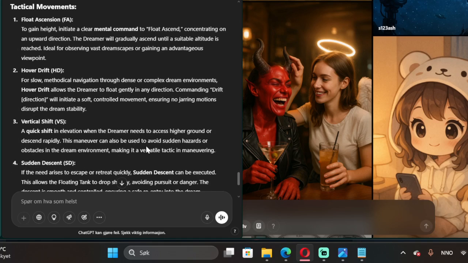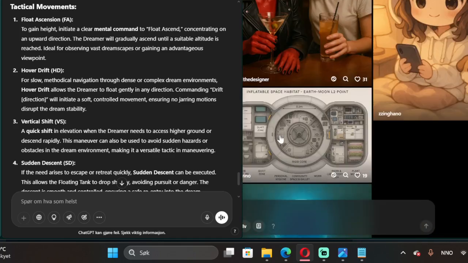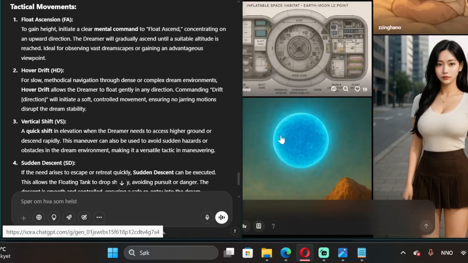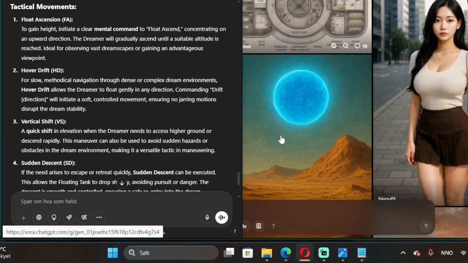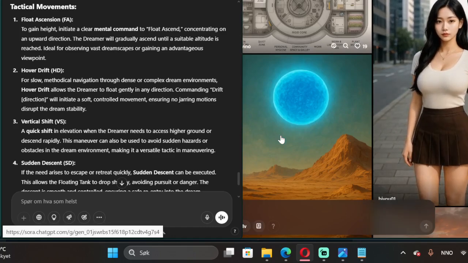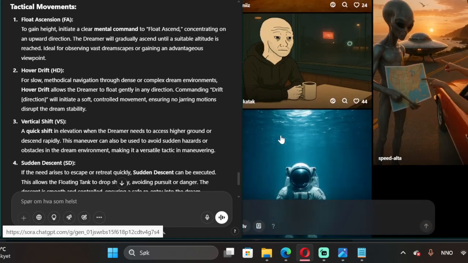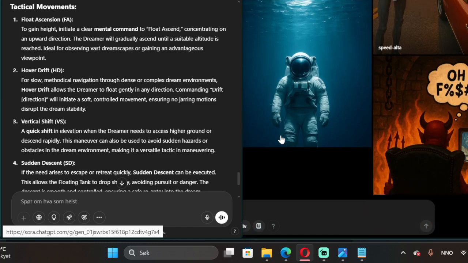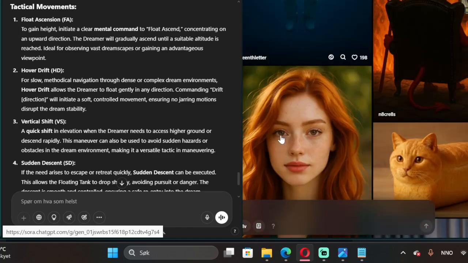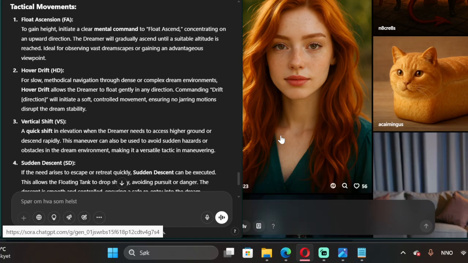Tactical movements. 1. Float ascension, FA. To gain height, initiate a clear mental command to float ascend, concentrating on an upward direction. The dreamer will gradually ascend until a suitable altitude is reached, ideal for observing vast dreamscapes or gaining an advantageous viewpoint.